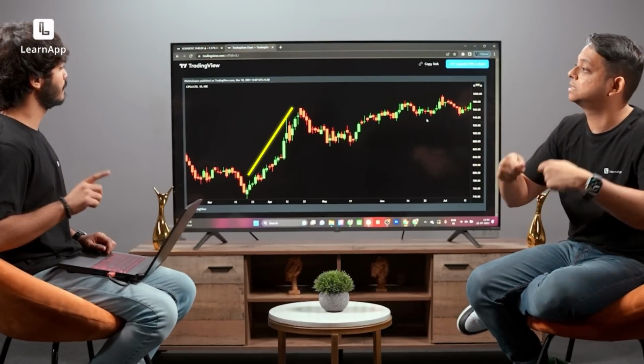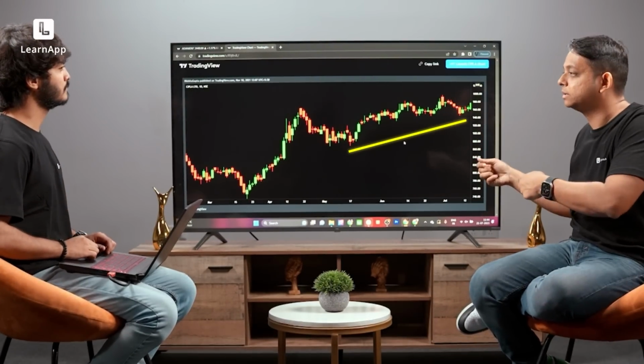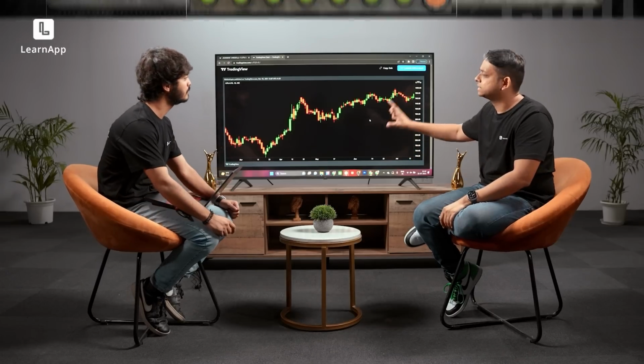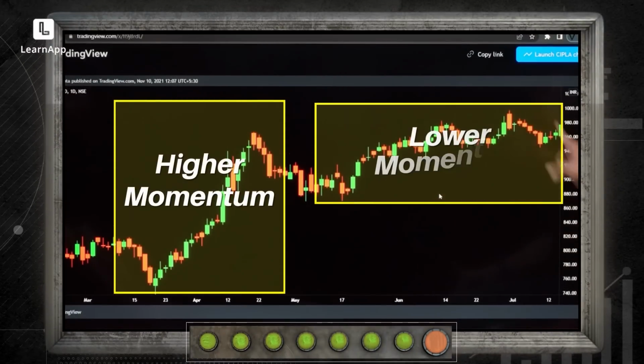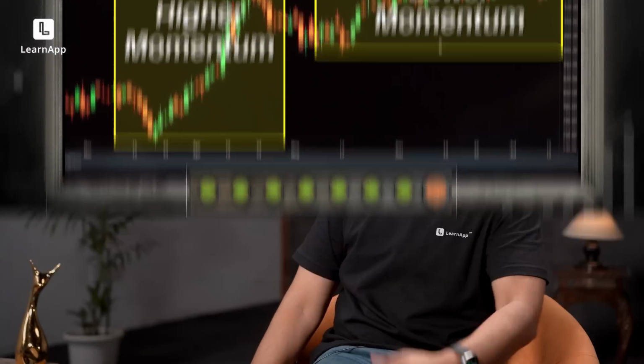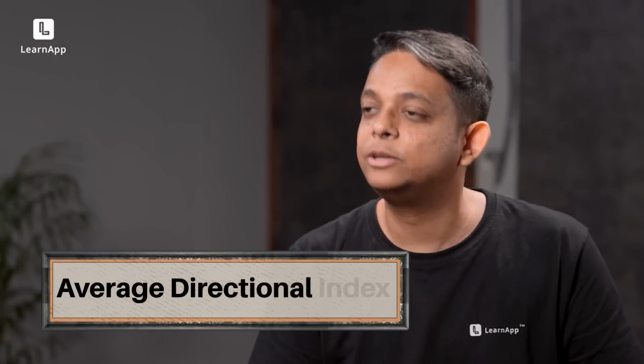This went up faster and this went up slower. They both went up. Correct. So the difference is momentum. This is higher momentum, this is lower momentum. So what if there was an indicator to measure momentum? Use RSI? No. We'll use ADX.